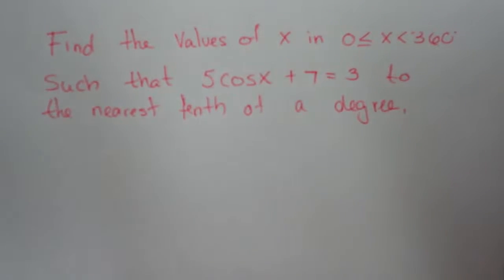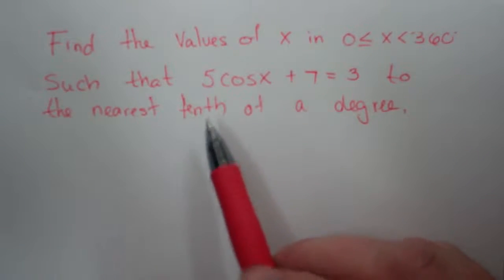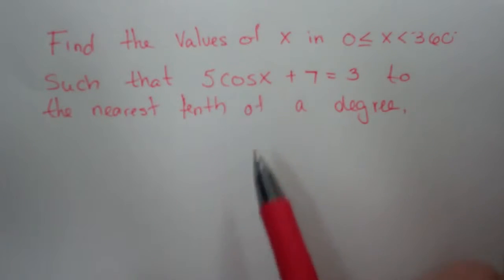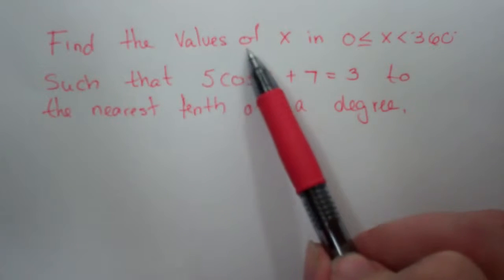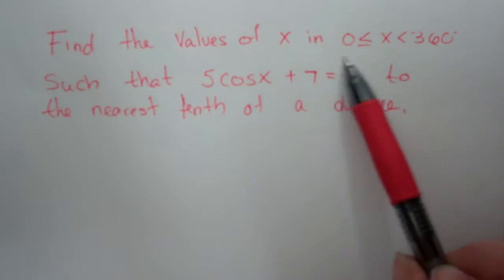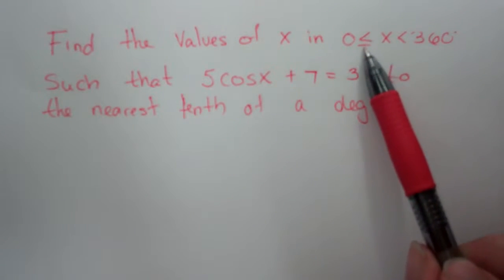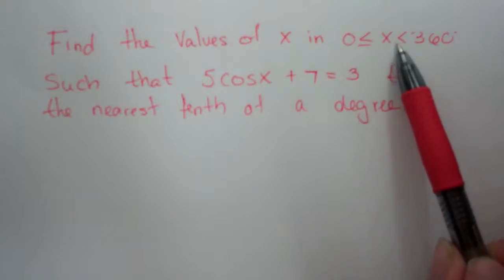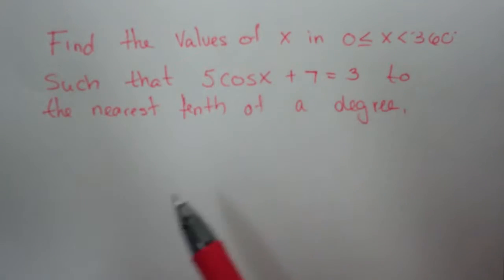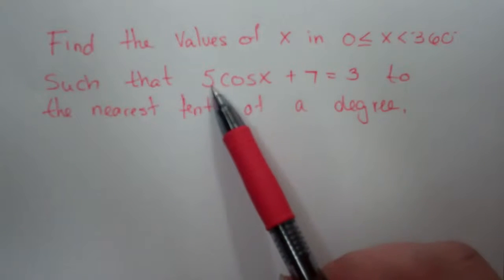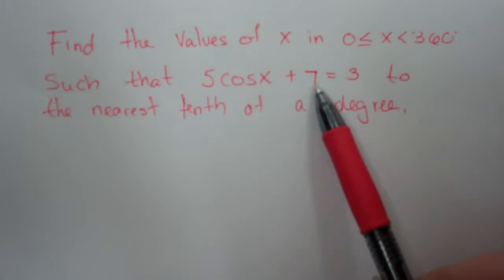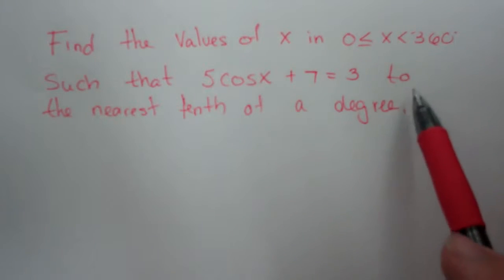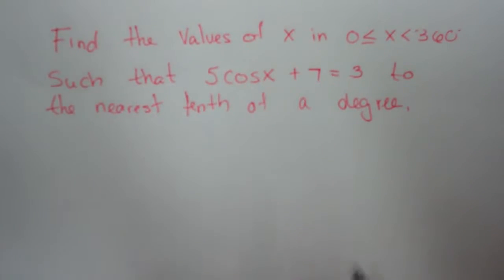In this video, we're looking at a fairly simple trig equation, and we're going to solve it. So this problem says, find the values of x in the interval 0 is less than or equal to x is less than 360 degrees, such that 5 times the cosine of x plus 7 is equal to 3, to the nearest tenth of a degree.